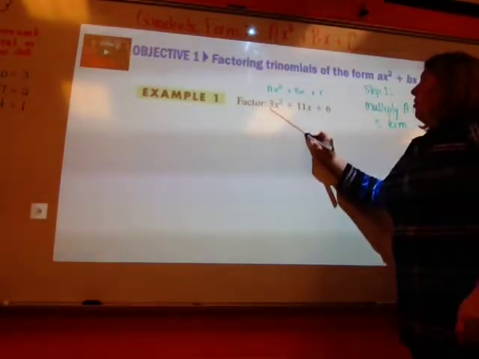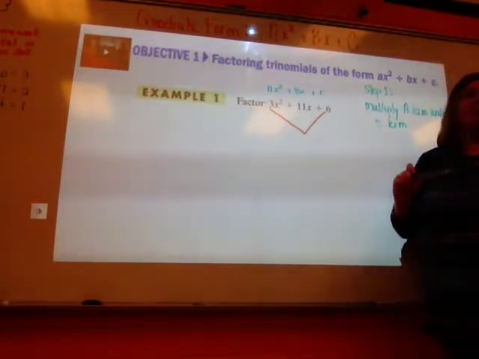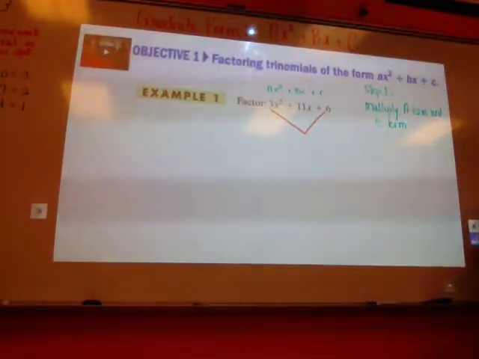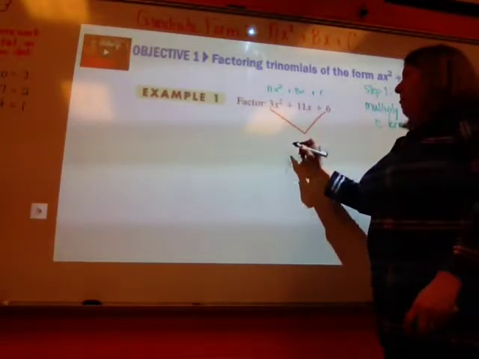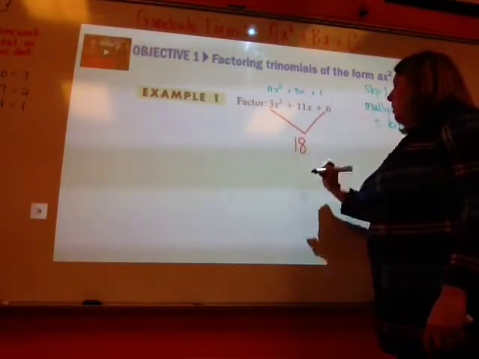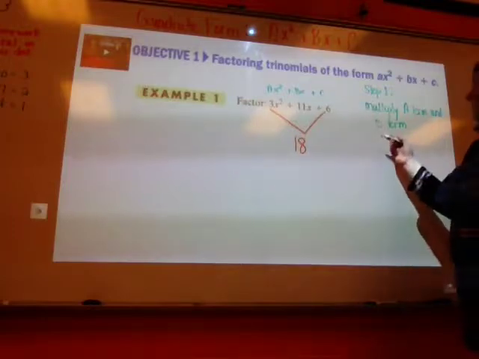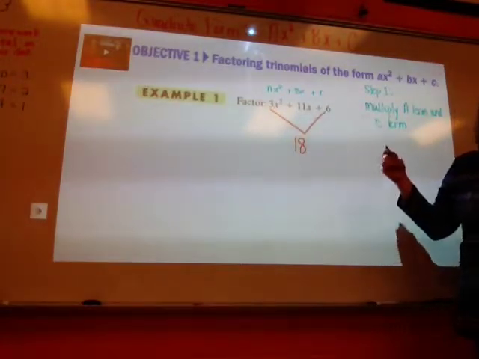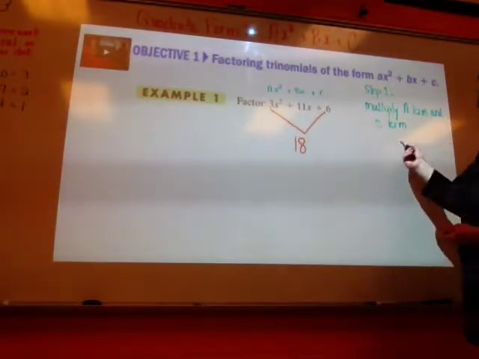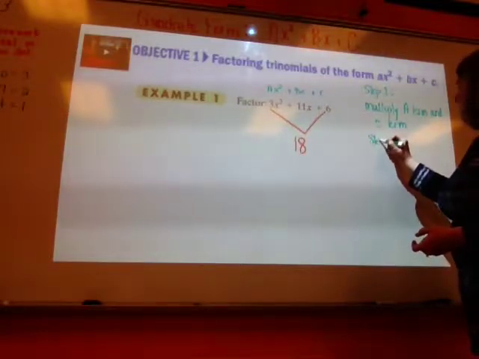So I'm going to take my 3 and my 6 and I'm going to multiply them. What is 3 times 6? 18. Do we all agree with that? Okay. So I got 18. We all good? Now, step 2. You ready? Step 1 was pretty easy. Do we all agree? So far, so good? All right. Step 2. Moving right along.